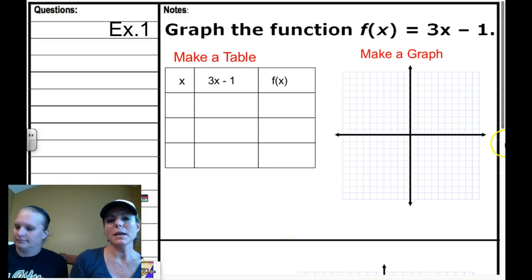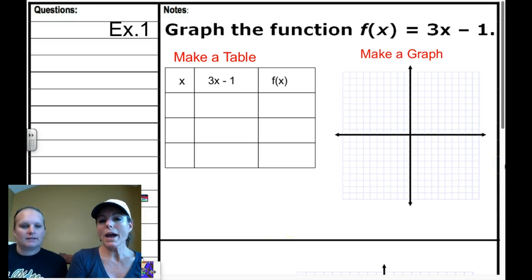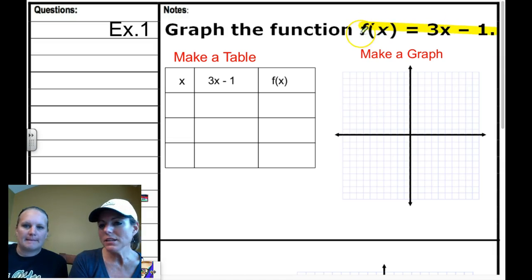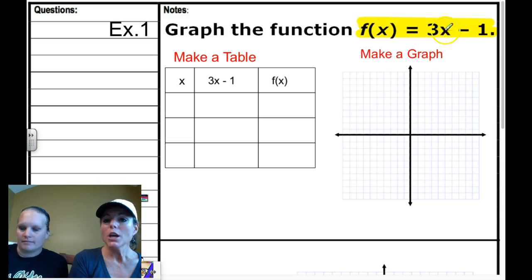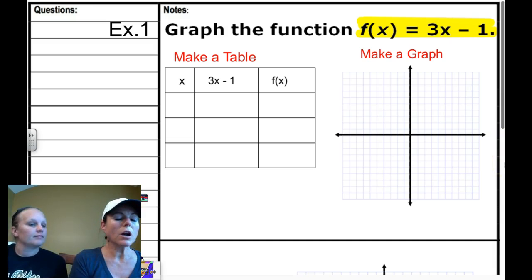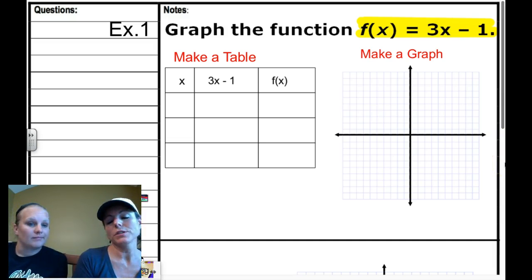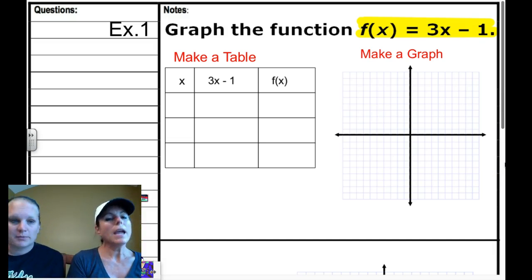Here's our example. Example number 1. We're going to graph a function. Typically, we're going to give you a rule, and when it's not saying anything is undefined, you're going to assume it's continuous. It's going to be a line. To make the line, we first have to make a table. We're going to arbitrarily pick some x values that are easy to pick, meaning we can pick any number we want.